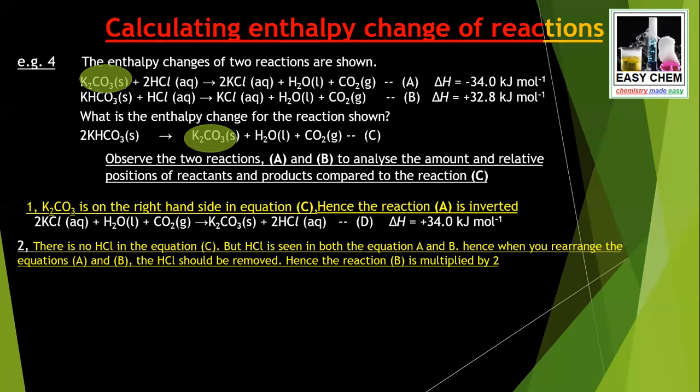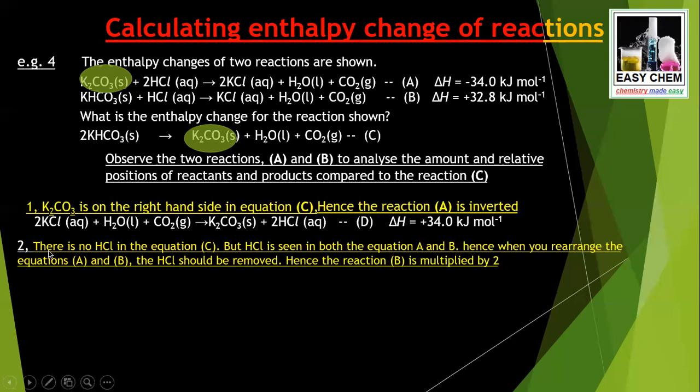So what do you think we have to do? We have to multiply second equation, which is B, by 2. So HCl also will become 2. It will get cancelled with the HCl in the equation D, I have written here.